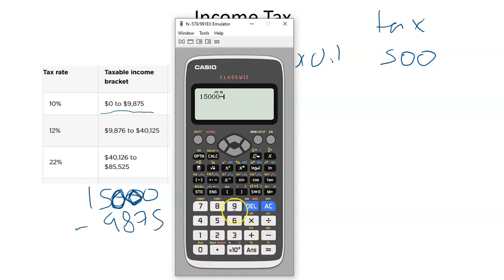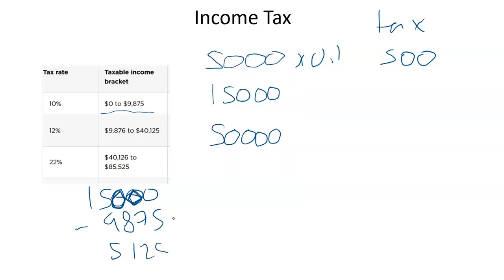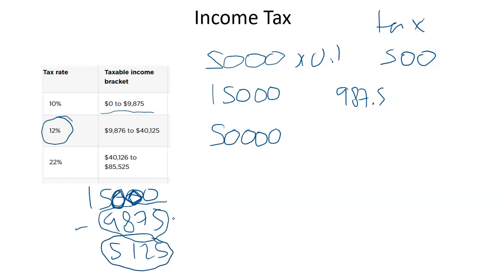1,5,1,2,3 minus 9,875 gives us 5,125, which means the tax we're going to pay is on the first amount. We're going to pay 10%, so we're going to get, that's easy, just times by 0.1, so we're going to get 987.5, and then we have to pay 12% on the earnings above that limit.